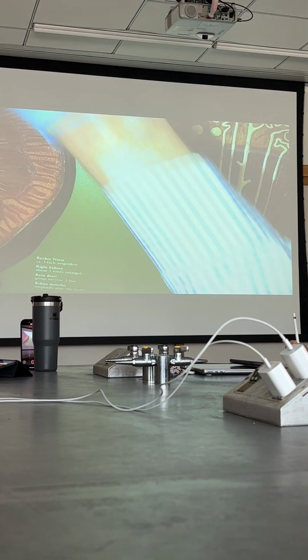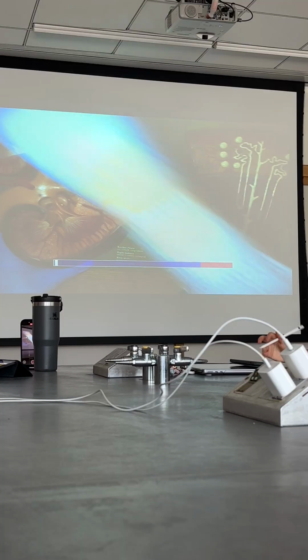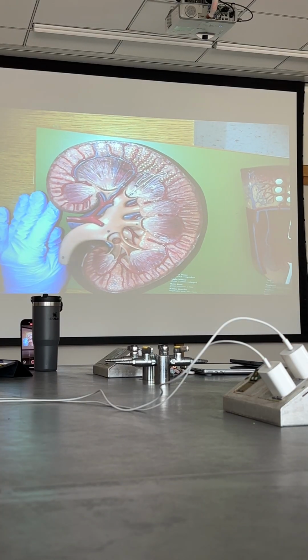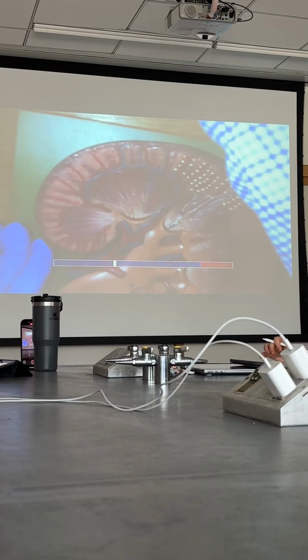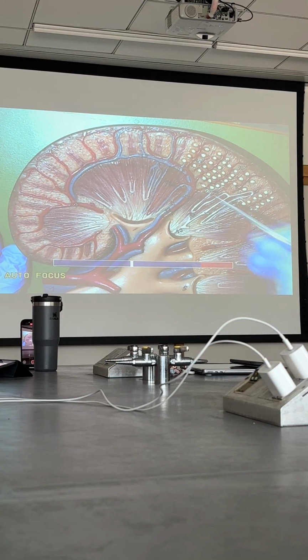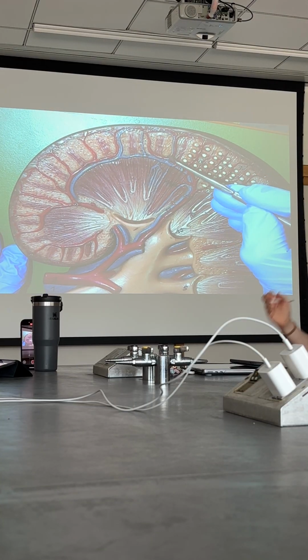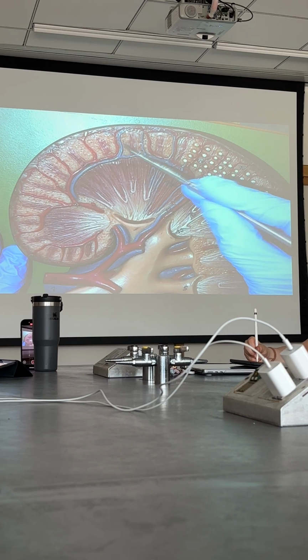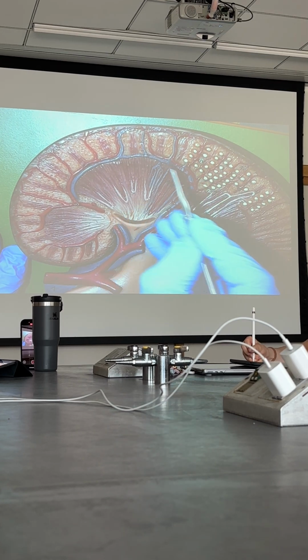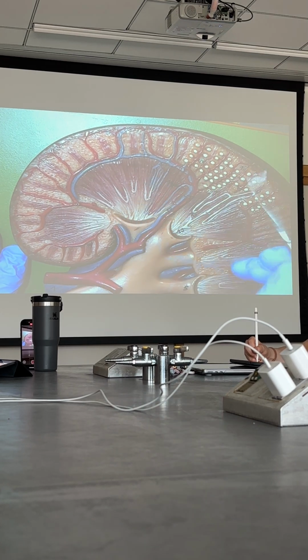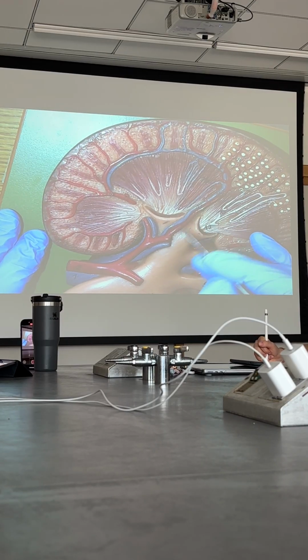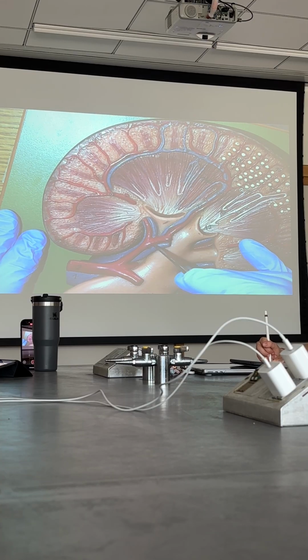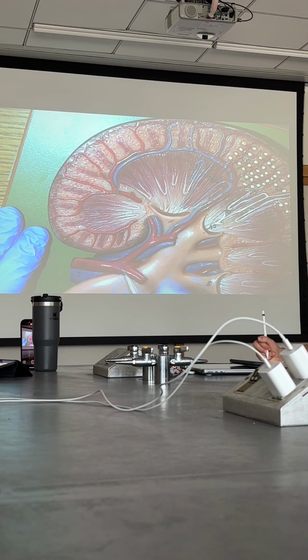You then have to switch back to that bigger model to see the other parts. So just to help you out here, these would be cortical radiate veins in blue. This would be the arcuate vein in blue. Then as it goes down in between the pyramids, it becomes the interlobar vein. Then the segmental veins, and then eventually the renal vein.